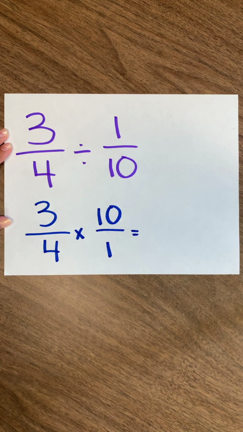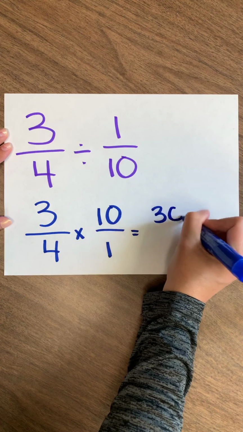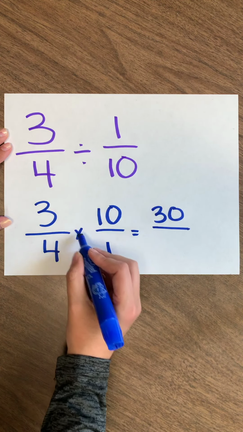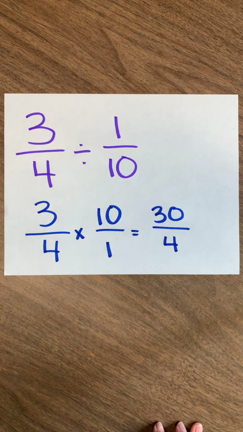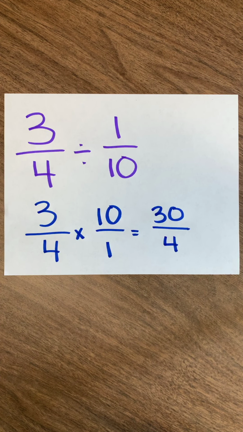And now we'll multiply the numerators. 3 times 10, which is 30. And then we'll multiply the denominators. 4 times 1, which is 4. And we end up with 30/4. Well, this is improper, so we have another step to take, which is to make it GLAD.